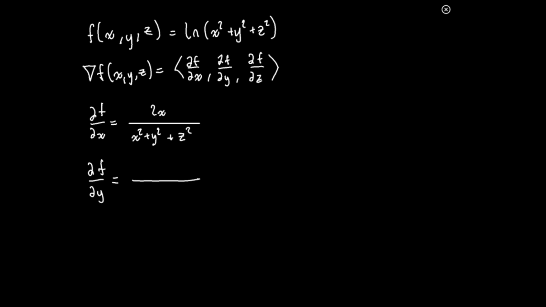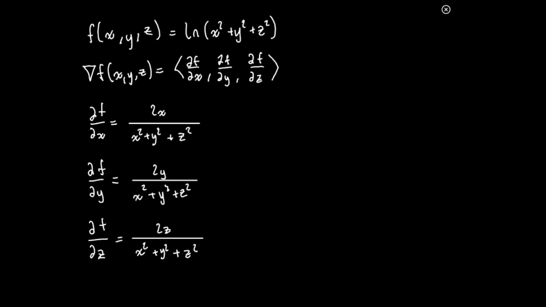Great. Partial derivative of f with respect to y, we do the same thing. We have 1 over the inside, so x squared plus y squared plus z squared. And just like before, we have 2y as a partial derivative. We're going to go ahead and throw that 2y on the top. And you can already see a pattern here. For z, it's going to be the same thing, right? x squared plus y squared plus z squared on the bottom, and then 2z on the top.